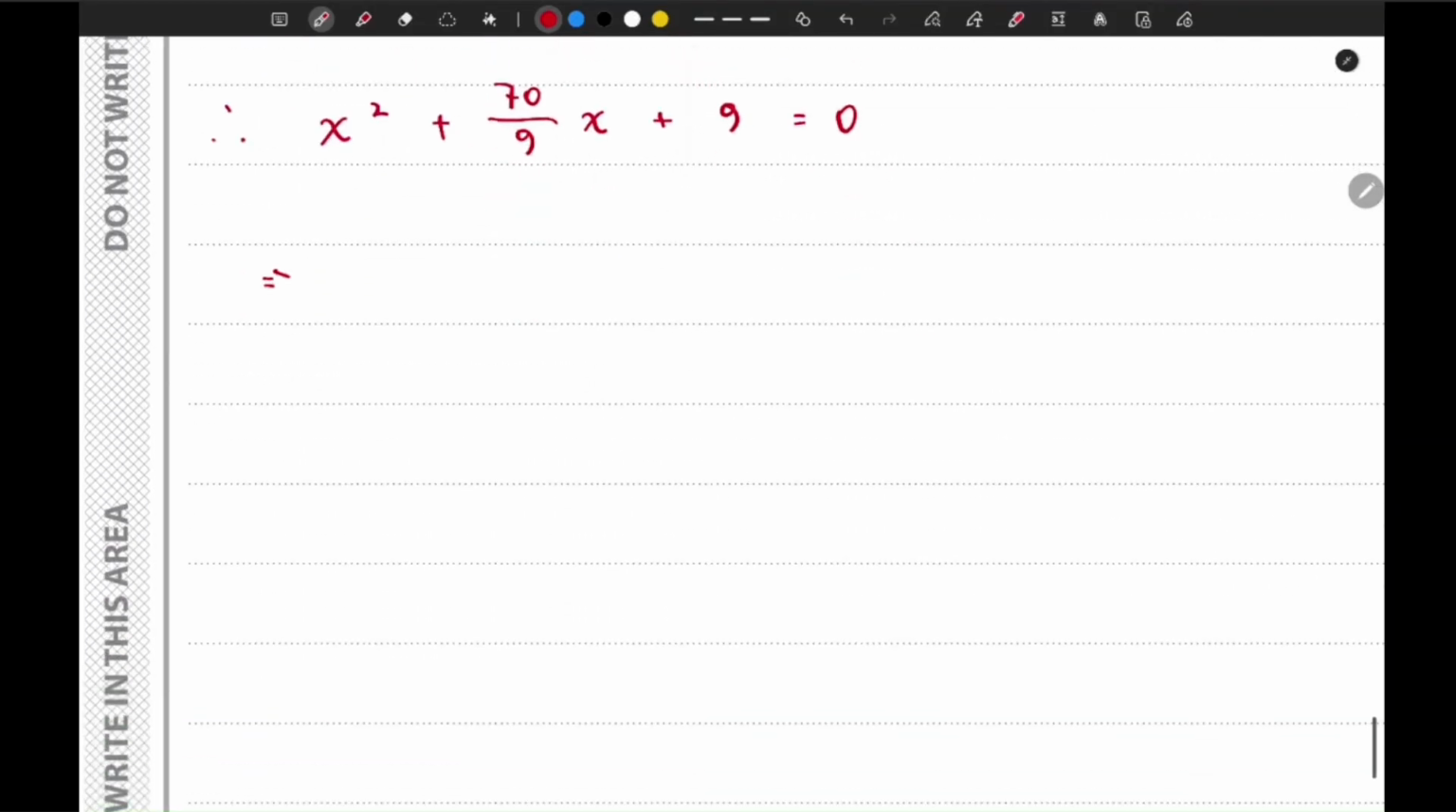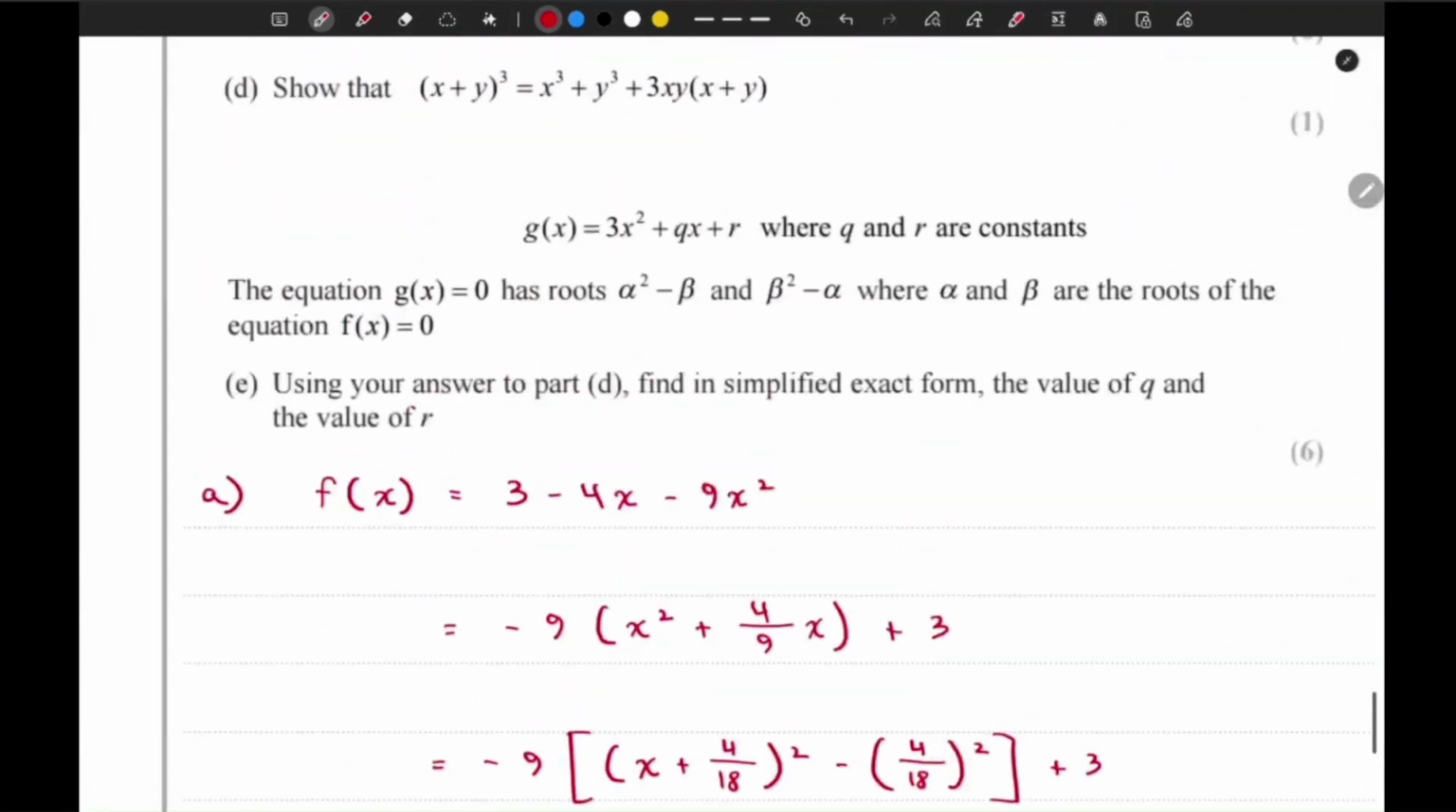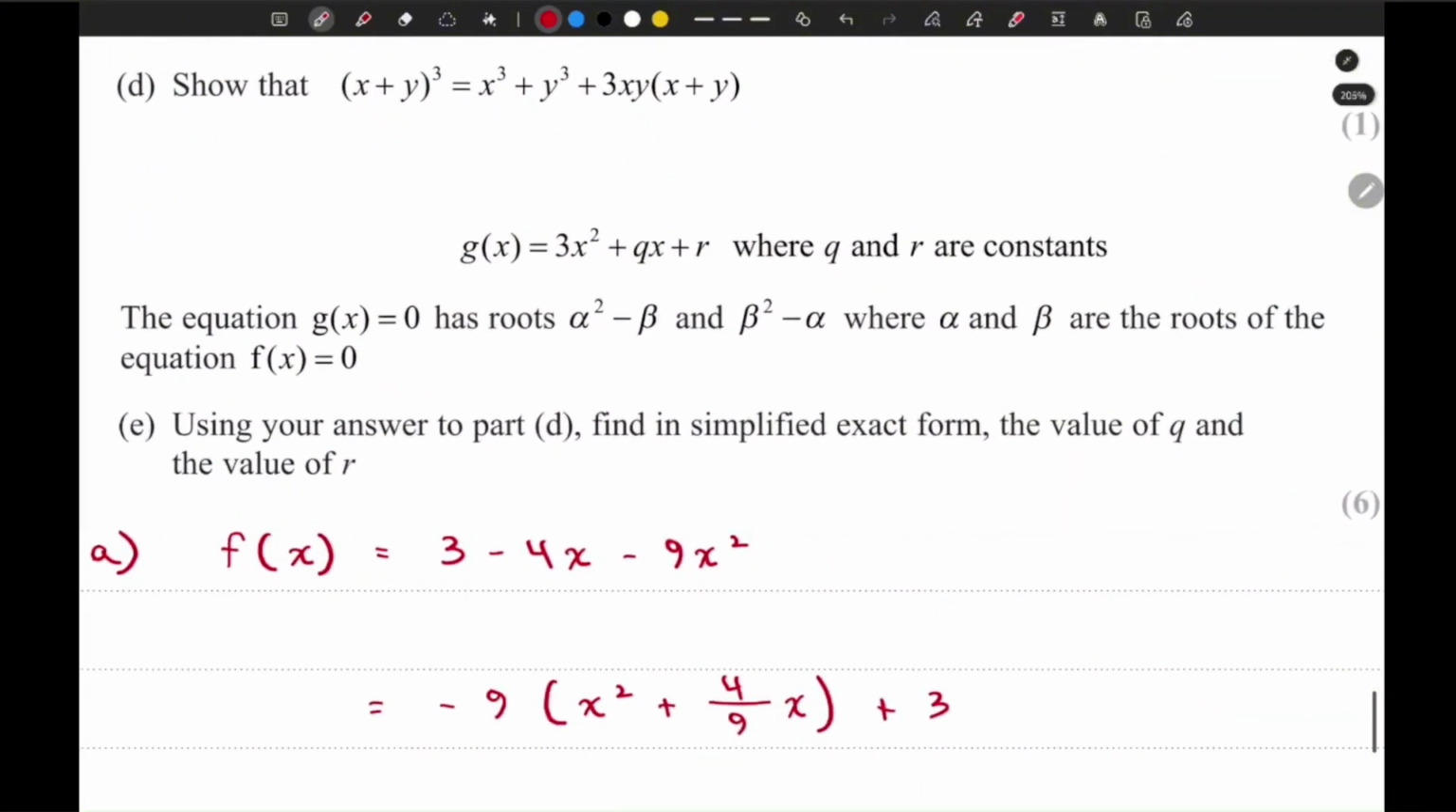And as you can see, this is not an integer. In the question, they have told us to find the equation with integer coefficients. So we need to multiply this whole thing by 9. That will give us 9x squared plus 70x plus 9 equals 0. So this is the answer to this question. Now moving on to the next part.